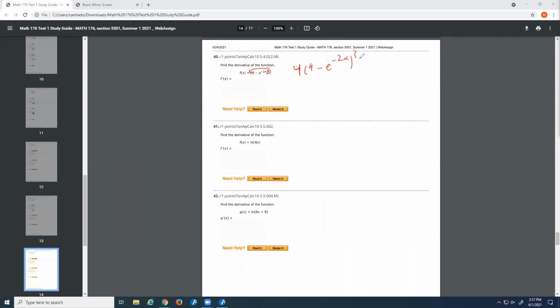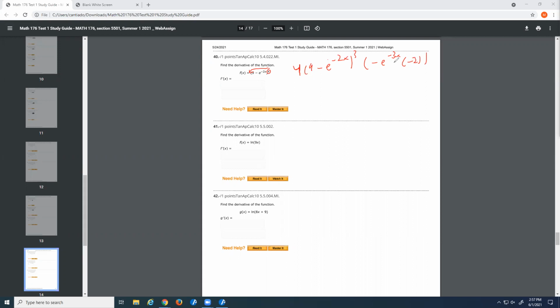2x, and this is to the third power. Multiplying by the derivative of the inside, 9 goes away, and we'll have minus e to the minus 2x times minus 2. Minus 2 coming from the inside function here using the chain rule again.